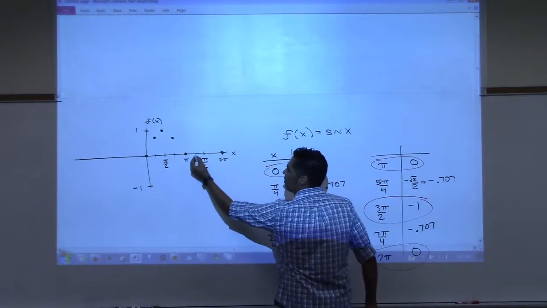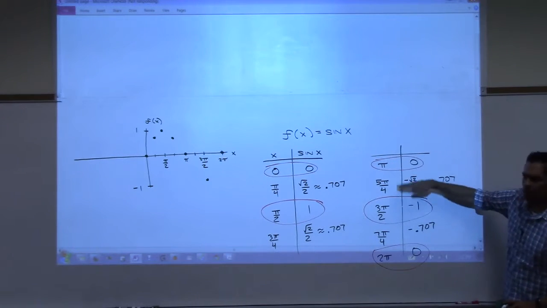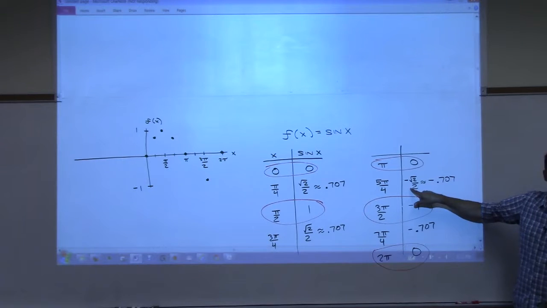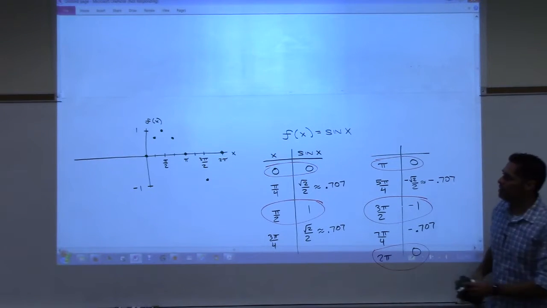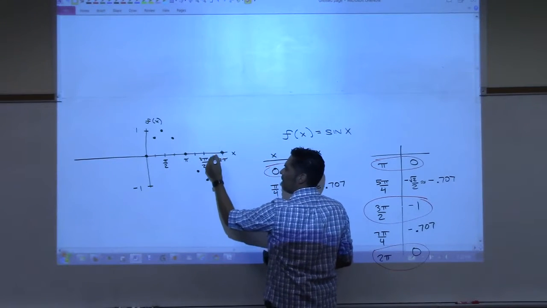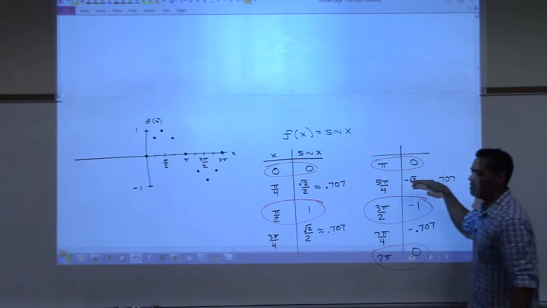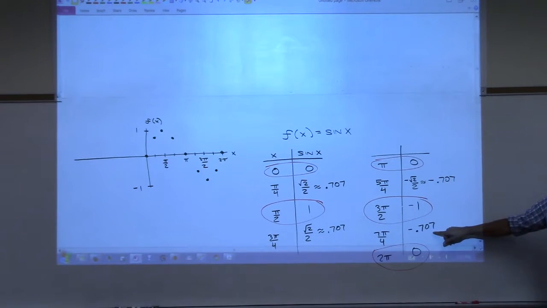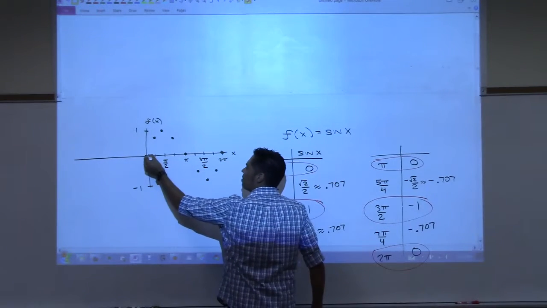Then I could go halfway between pi and 3 pi over 2, which would be between here and here. The halfway point is this one, right? And it's giving me a negative y value of 0.707. So now I'm down here. And then if I go halfway here, I've got that same y value, just a little bit further down the x-axis. And that right there is enough for us to get a good idea of what this looks like.